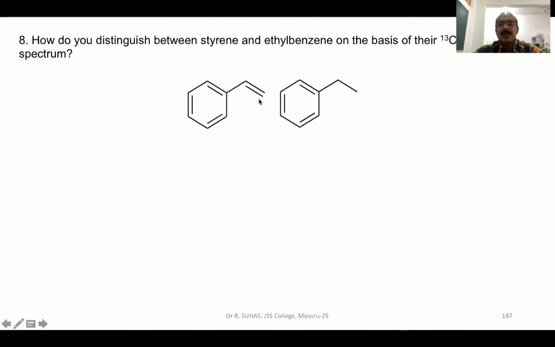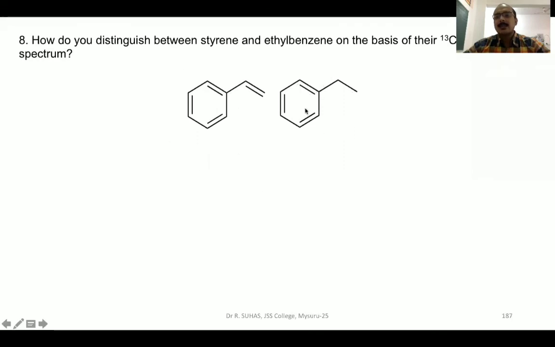At the first sight, you can clearly see that there is an alkene group in one and no alkene group in the other. Both have got an aromatic ring, no doubt. But what about the side chains attached to this benzene ring? Here the side chain is a double bond. Here the side chain is an ethyl group. So styrene will show 2 carbons in the alkenic region, say one is terminal, another one is internal alkene. This will be around 110 and this will be around 150. So you will have 115 and 110 signals along with the aromatic carbons.